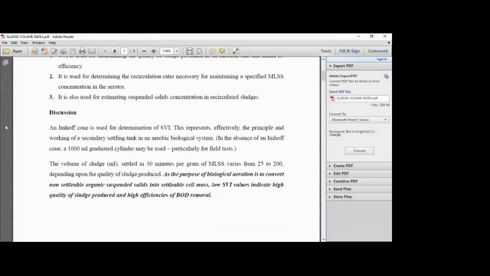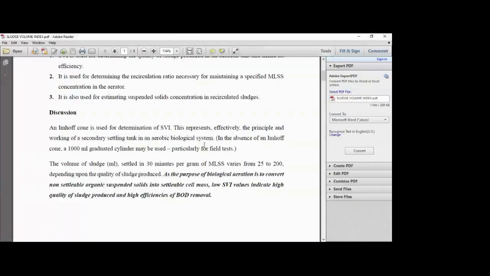So an EMOF cone is used for determining the SVI. This represents effectively the principle and working of the secondary settling tank in an aerobic biological system. So your EMOF cone will effectively represent the principle and working of the secondary settling tank in an aerobic biological system.